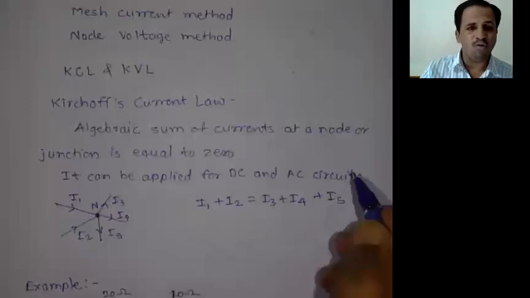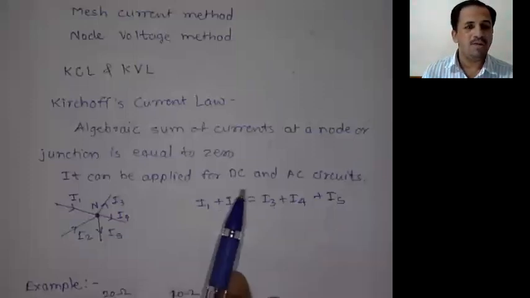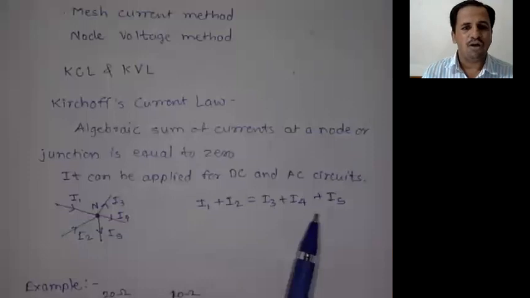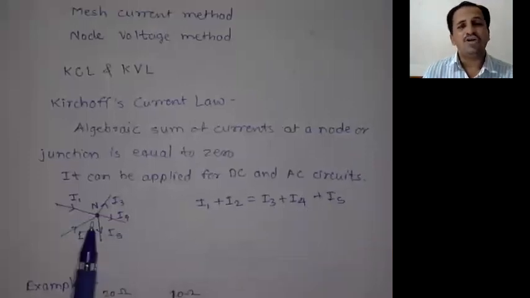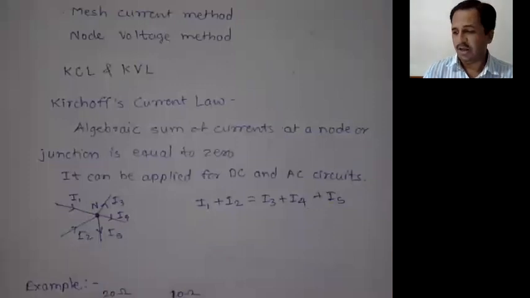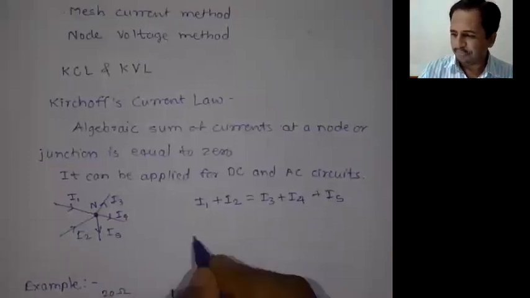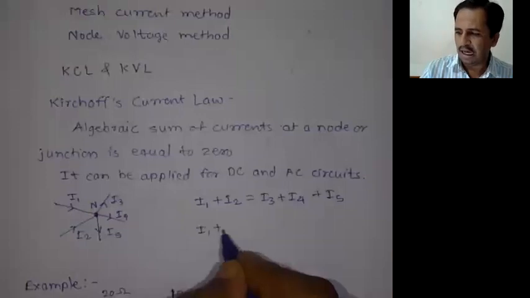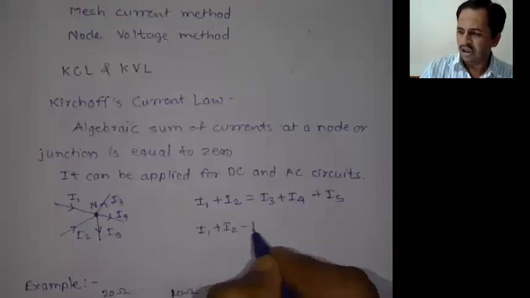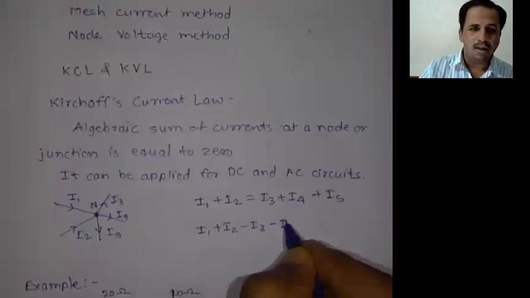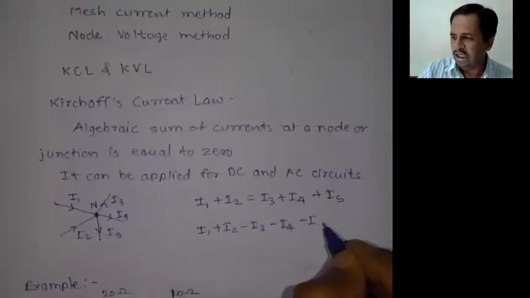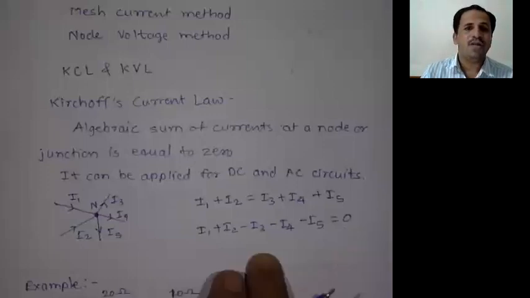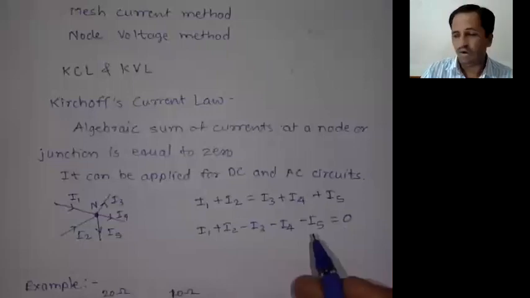Here we represent the incoming current and the outgoing current. If both are equal, then the net current at this node point is 0. That is the statement. It is also represented as I1 plus I2 minus I3 minus I4 minus I5 is equal to 0. It can also be represented as the summation of current I is equal to 0.